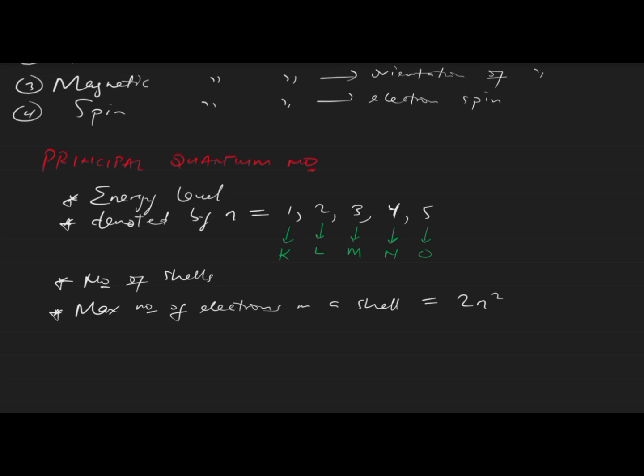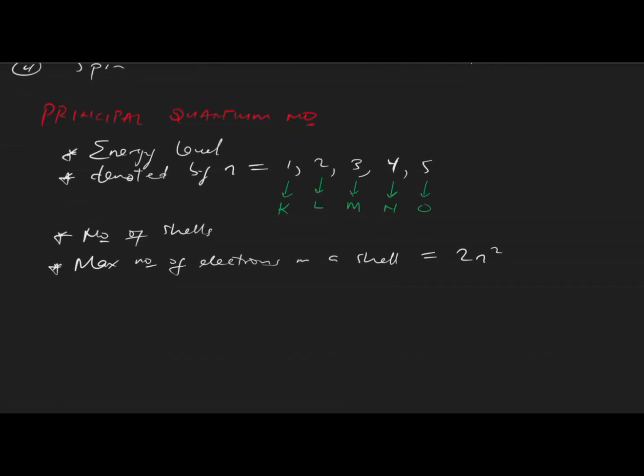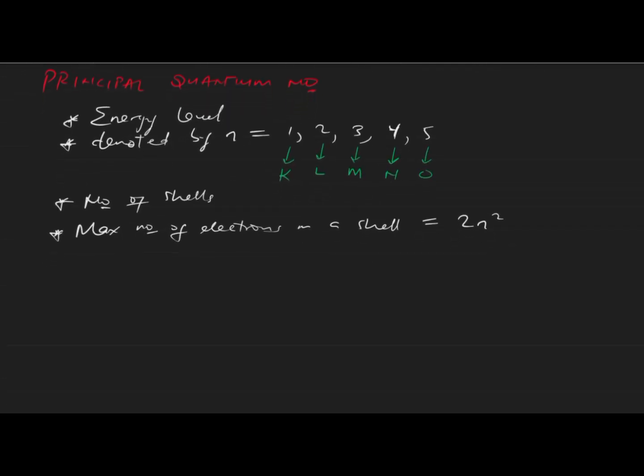Very simple and straightforward. Now, without wasting time, we'll move to the second quantum number, which is the azimuthal quantum number.